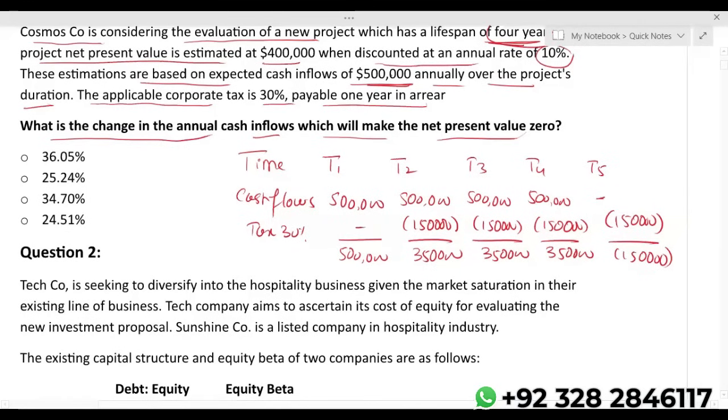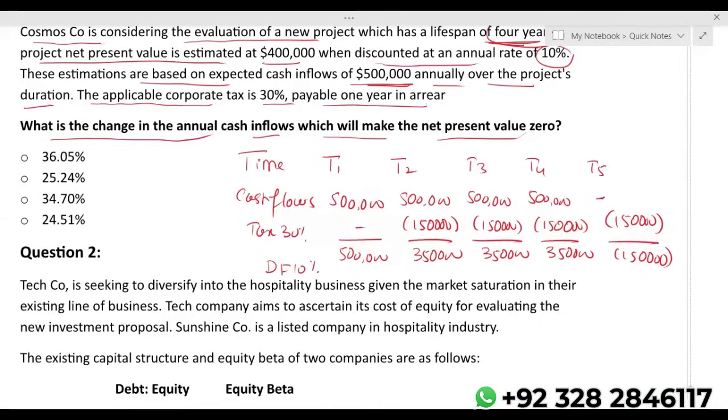Now, of course, we know that we have to solve on a spreadsheet. So by using the shortcut, you can easily calculate the present value of all these cash flows. Right now, I'm just solving it without the shortcut. Or let me just, why not take the benefit of the shortcut? We know the cash flows. First year it is 5 lakh. Then we have got 350, 350, 350, and last negative 150.